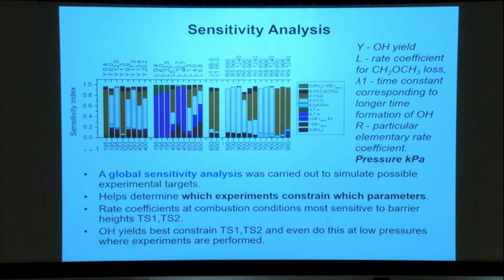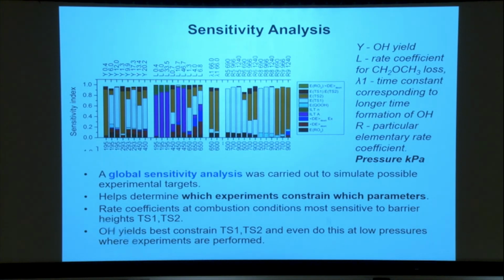And we know that we have not constrained these particularly well because we used a low level of theory, a composite method. We can carry out experiments, and in the experiments we've got various outputs. OH yield, relative OH yield might come from LIF experiments, and they will also give us a rate coefficient for the alkyl loss, and also a time constant corresponding to the long time formation of OH. But we're limited in terms of the temperatures and pressures that we can use, and so the experiments, as you can see, are all at very low pressures.